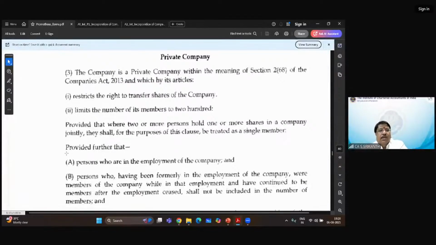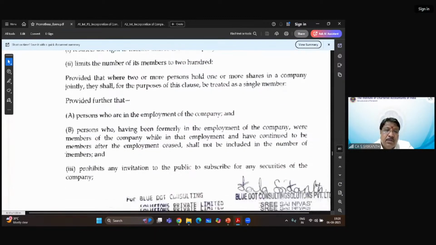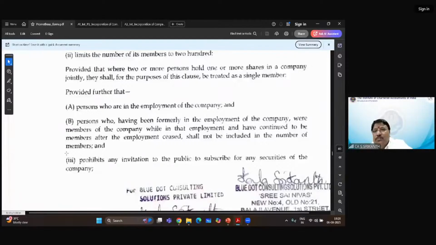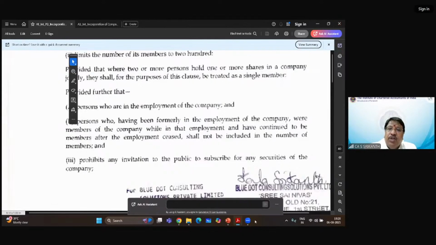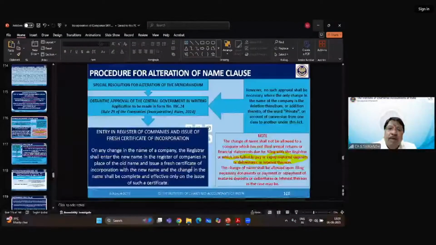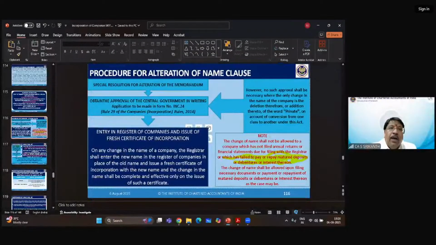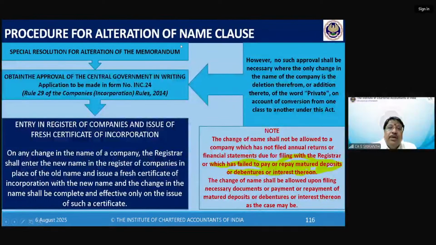See, private company, you remember the 3 matters it has to provide. You have to provide those 3 matters. Anyway, with this, I thought I would share some stuff with you that could be of some relevance to you. And let's see if you have any queries.